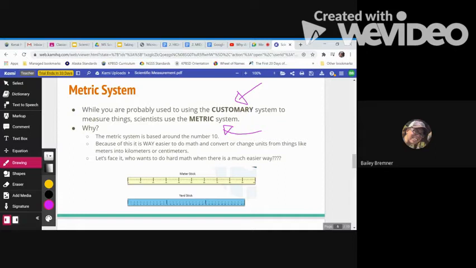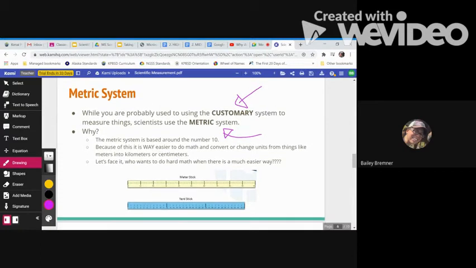It makes it much easier to change those units and communicate. It's a lot easier to remember those conversions without having to look them up, and it makes the math a lot easier. So there's a lot of reasons why the metric system just makes a little bit more sense, and that's why we use it all over the world.